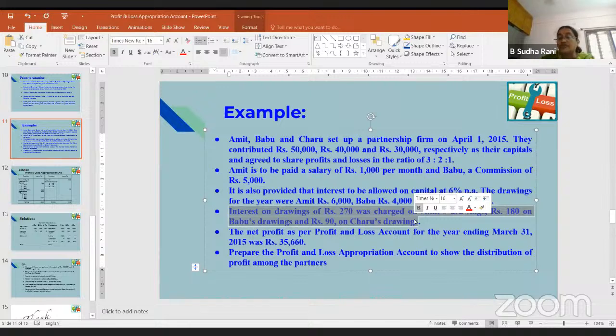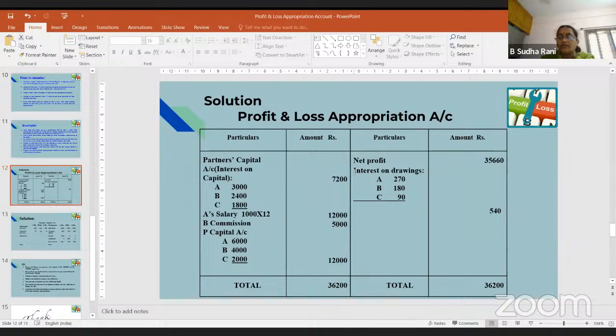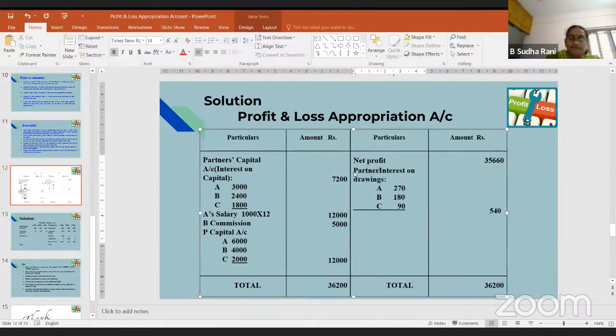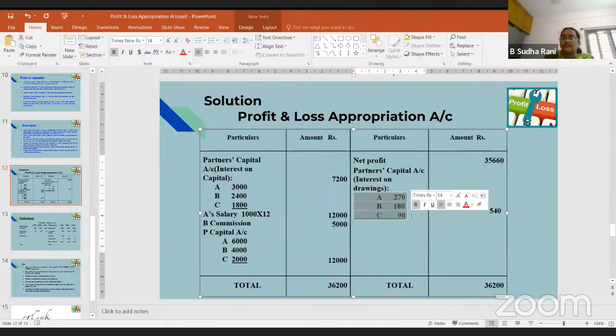We should not take drawings. We should take interest on drawings only. Understood? We should take interest on drawings only, not drawings. So in the profit and loss appropriation account, partners' capital again, interest on drawings. He gave it directly to us in the question. So A 270, B 180, C 90. The total is 540. Did you understand?